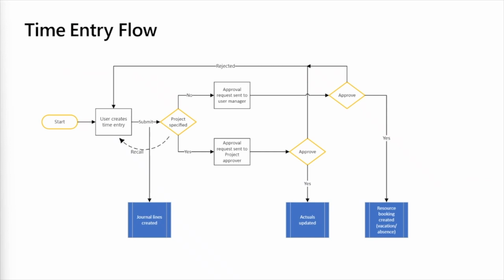What we do create is journal lines. Whenever a user creates a time entry, we automatically create journal lines based on the billing method, so cost and unbilled sales are recorded.